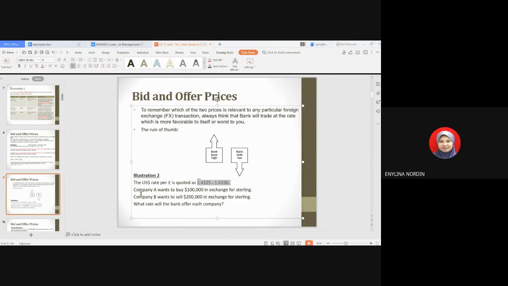Let's say there is a company called company A that wants to buy $100,000 in exchange for sterling. So how much sterling? The company wants to buy dollar from the bank. So this company will carry the pound. That means how much pound should this company pay to the bank in order to get $100,000? So how are we going to deal with this kind of situation? So look at the next slide.